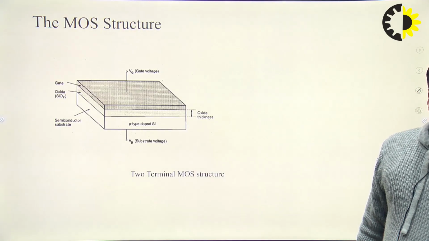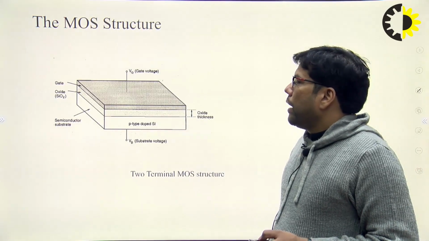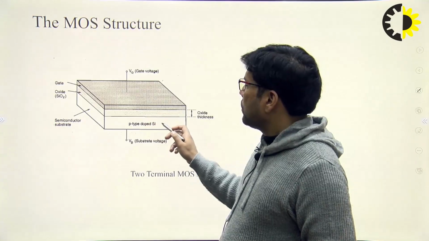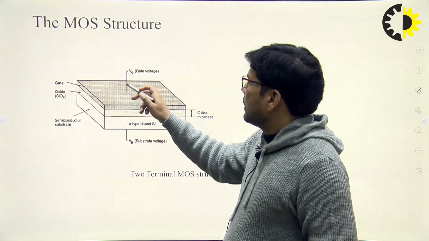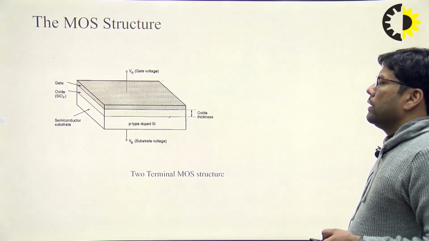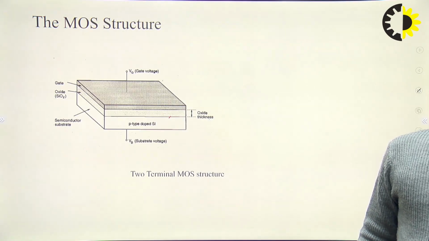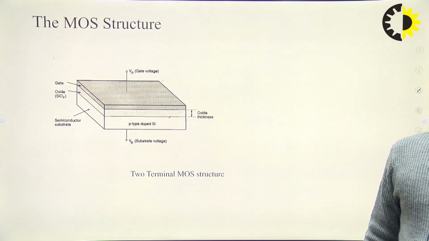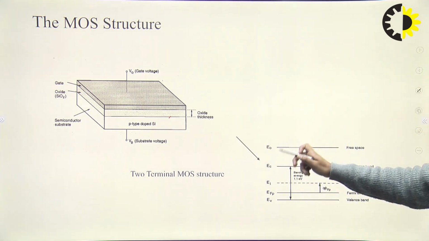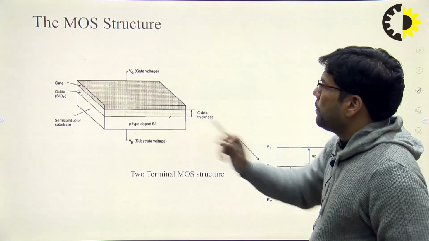Now let's begin with the MOS structure. In this MOS structure, we have 3 layers. The first one is the substrate layer, then the SiO2 layer, and the gate layer, which is nothing but the metallic layer. So if I draw the energy band diagram of these 3 layers separately, then this is the energy band diagram of the semiconductor material. There we have taken a p-type semiconductor.